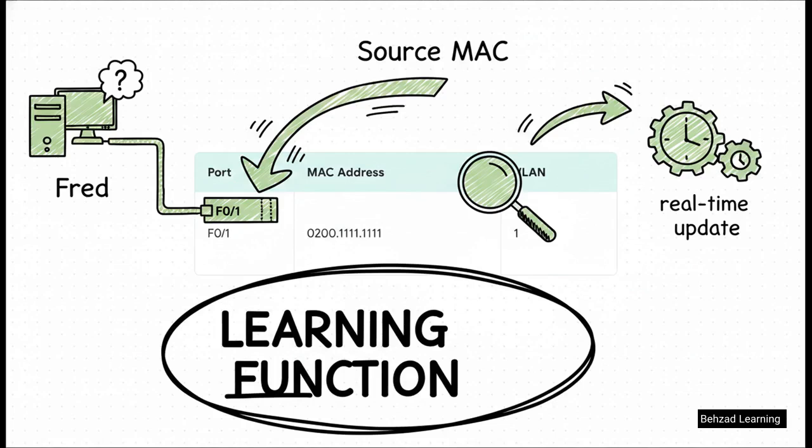So how does it actually learn? Let's say we plug in a PC, let's call him Fred, into port FastEthernet 0/1. Fred sends a frame. The exact moment that frame enters the switch, the silicon looks at the source MAC address. It thinks, okay, Fred's MAC address just came in on port F0/1. Therefore, Fred must live on port F0/1. And boom, it instantly updates its MAC address table in microseconds. This right here is the first core function, learning.